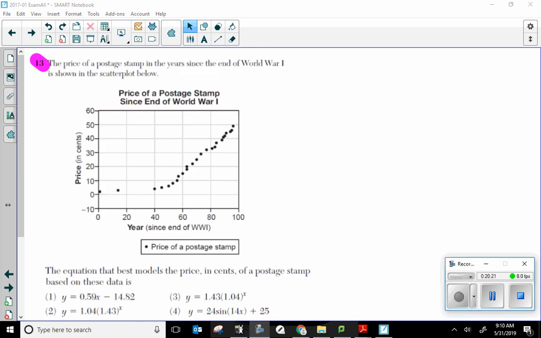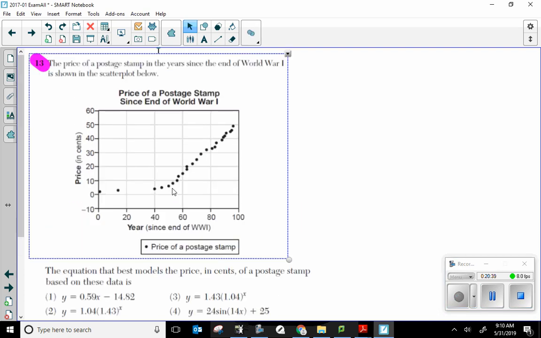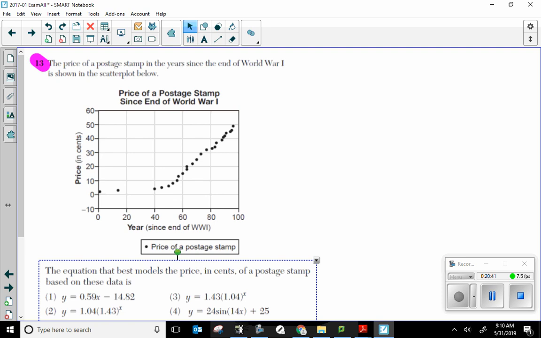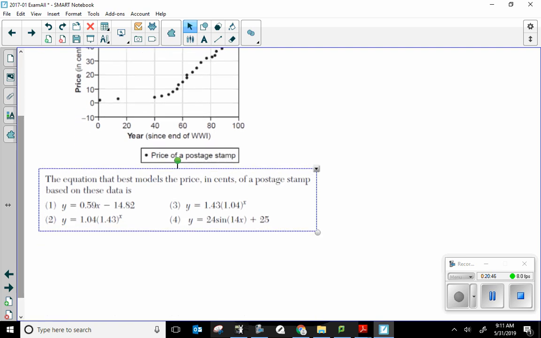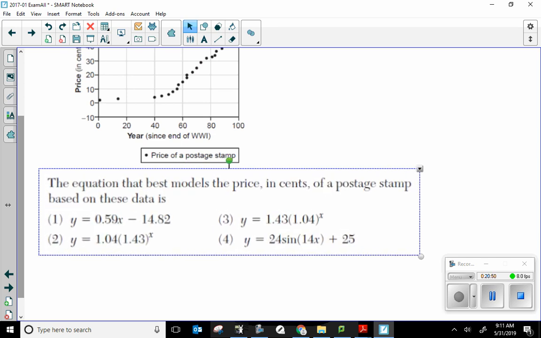13, this falls under miscellaneous, but this is another easy problem. The price of postage stamps in the years since the end of World War I is shown in the scatter plot below. I still like dot plot. Anyways, there we go. Beautiful. There it is. Which equation best models the price in cents of the postage stamp based on this data that we have here?